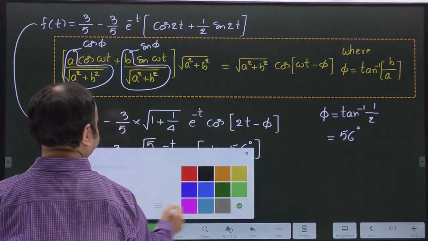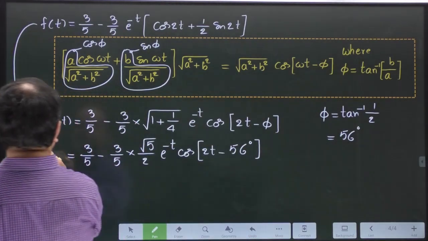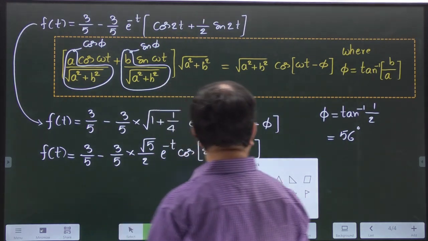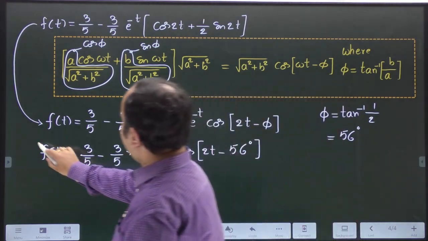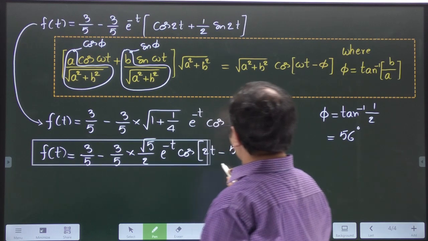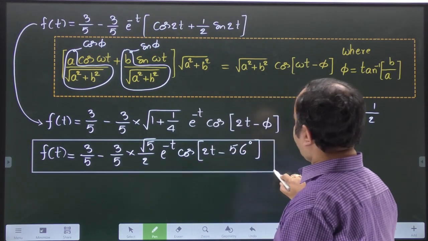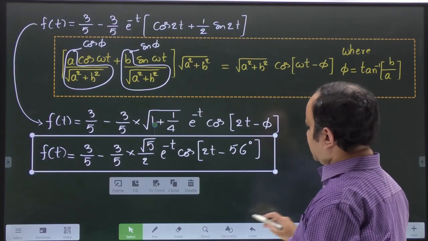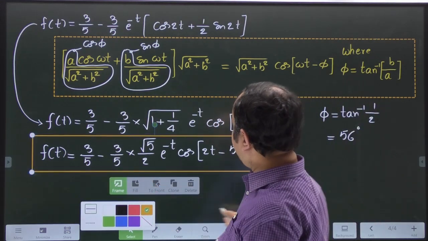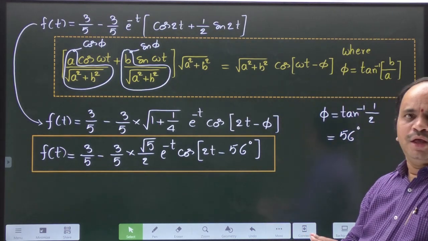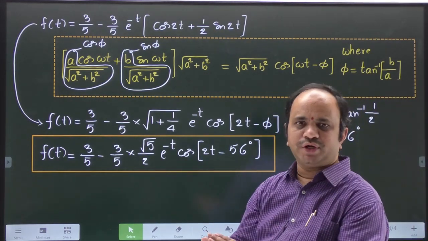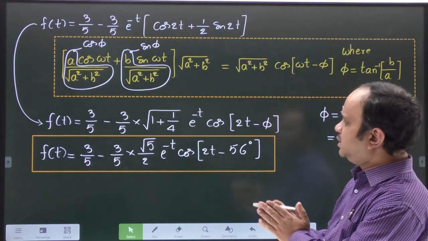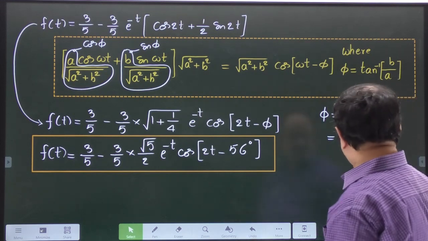So this is f of t. This is the final answer. Now, of course, mathematically this is okay, but what is this equation telling? Let us look a little deeper. With this, mathematically the solution is over, but how will this particular equation be useful to interpret our control systems?